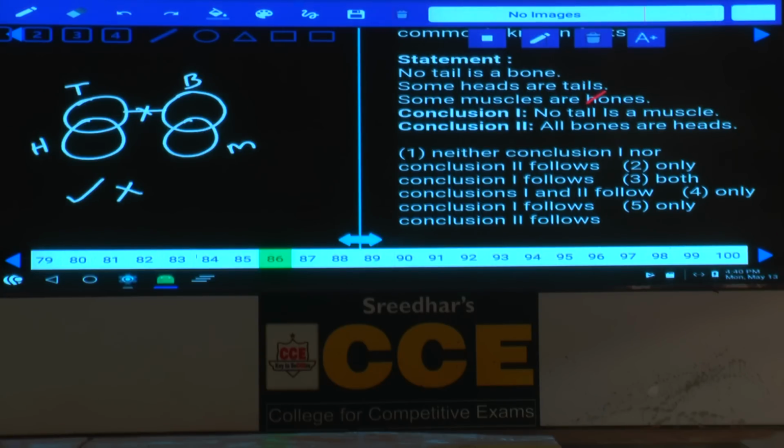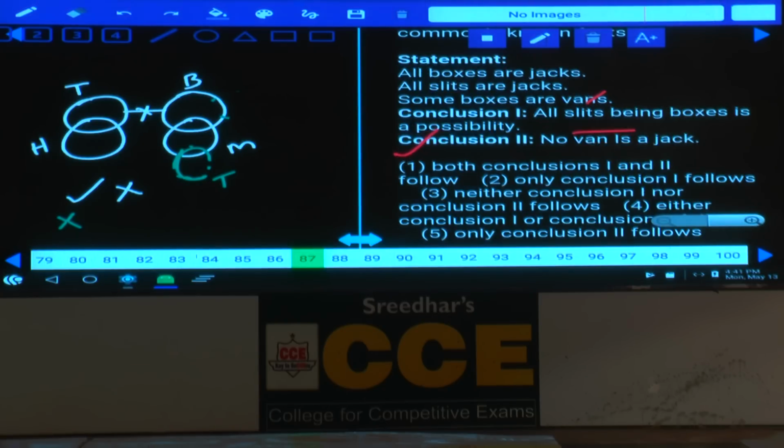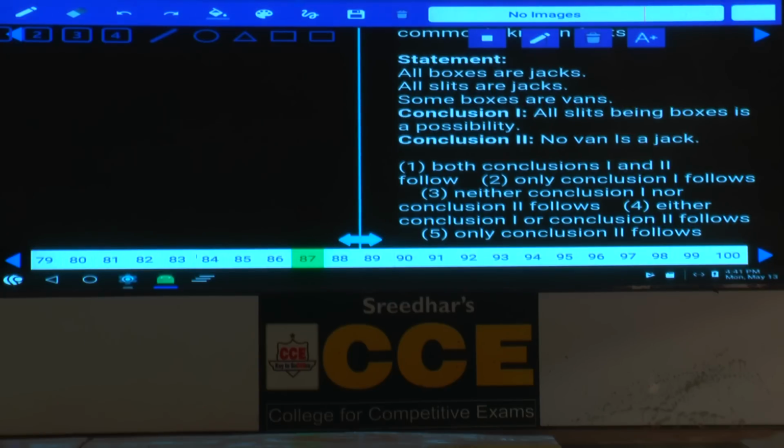As the first conclusion is true, now to make this one false, we need to draw an alternate diagram because it is a negative conclusion. No tail is muzzle means now I have to prove some of the tails are muzzles, isn't it? Tail and muzzle should be intersected. Is it possible to draw like this or not? That means some tails are muzzles is true, no tail is a muzzle will be false. After making the previous conclusion false, then we need to check out all bones are heads. All bones are heads is also false. Hence neither one nor two. Choice 1 is the answer. 86, choice 1.